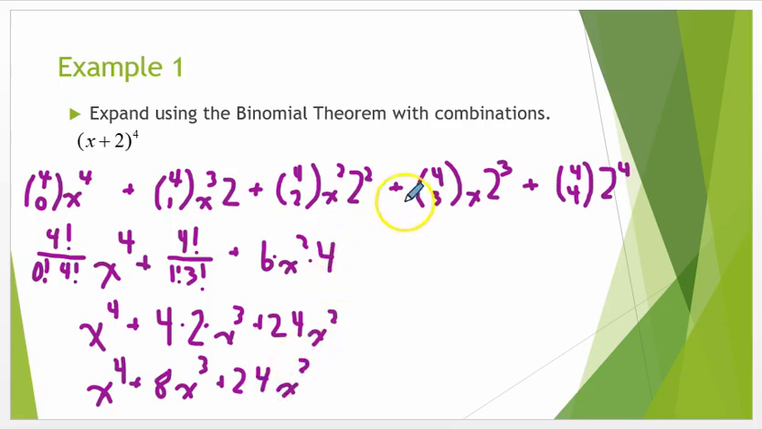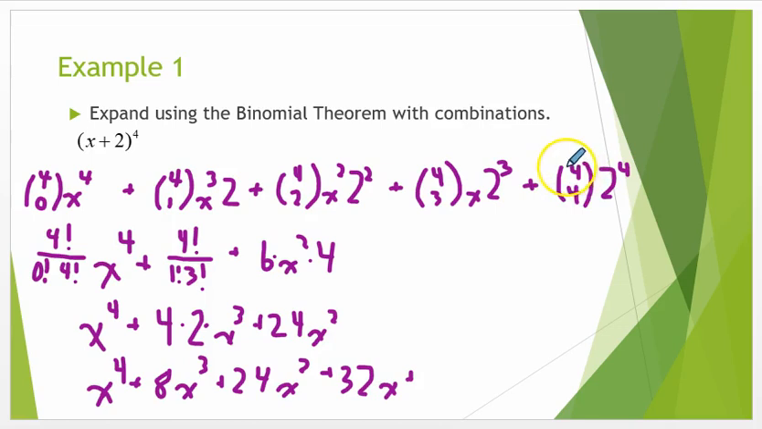And then on to the next term, we have 4 choose 3. And I'm going to take that number and multiply it by 2 to the third power, which is 8. So since this came out to equal 4, 4 times 8 is 32. And that's x to the first power.